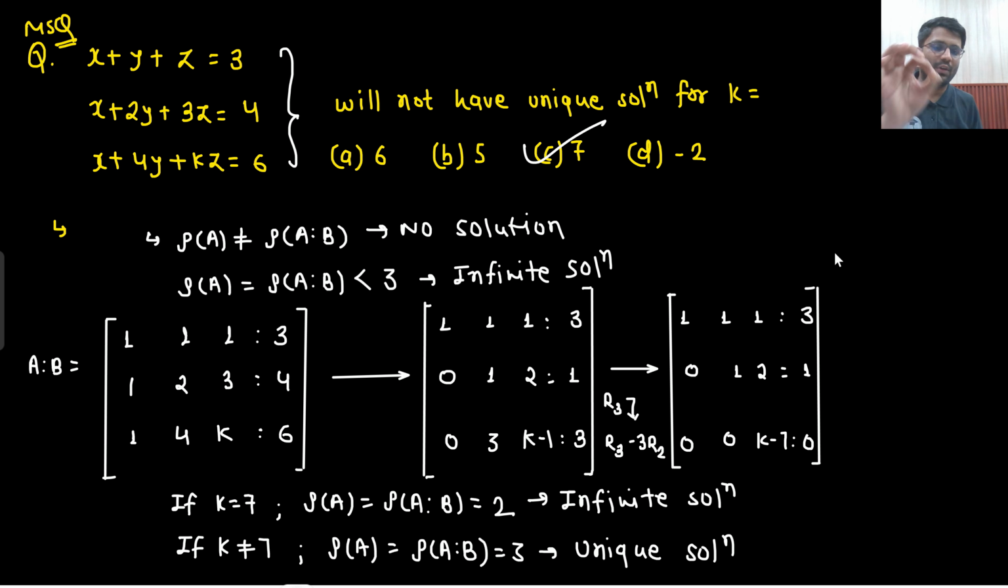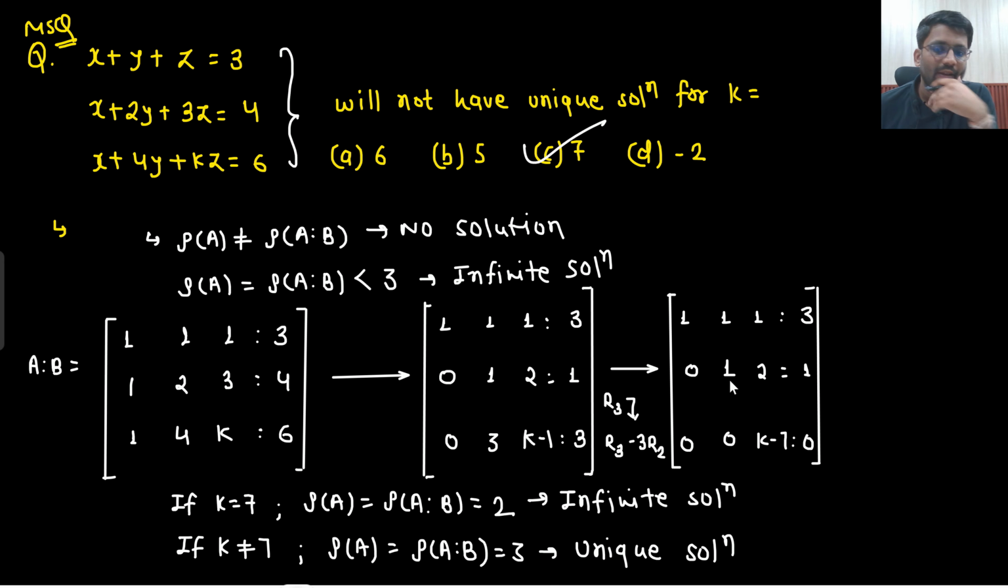First, I converted into row echelon form. Is it a row echelon form? Yes, I have got the row echelon form. Since I have converted into row echelon form, now what will I be thinking? If I put K equals to 7, then rank of A would be equal to rank of A augmented B, that will be equal to 2, which will be less than the number of variables. That means there will be infinite solution.